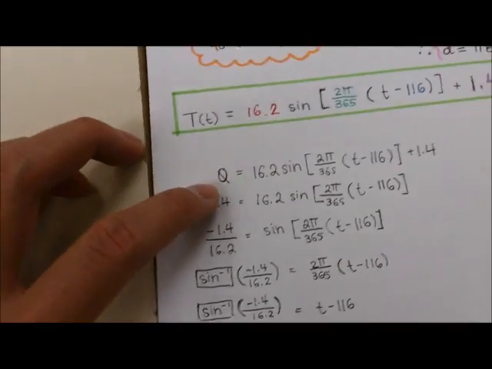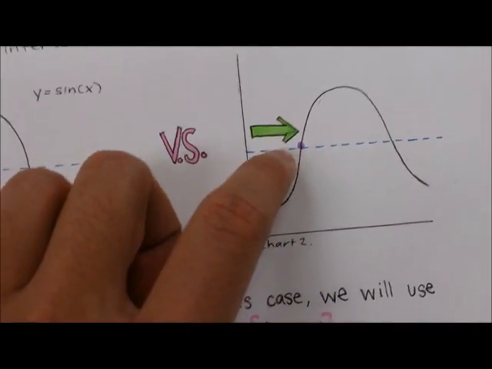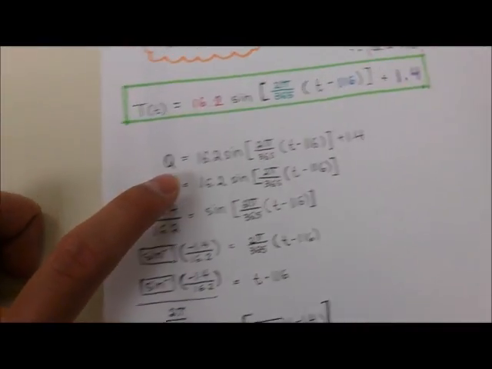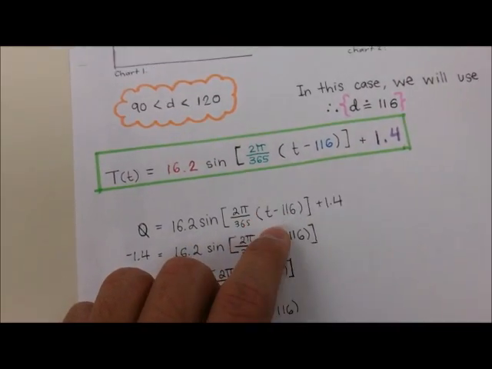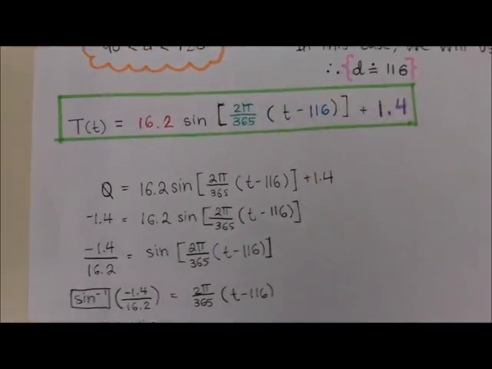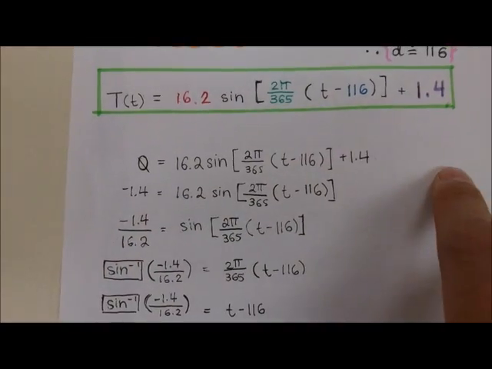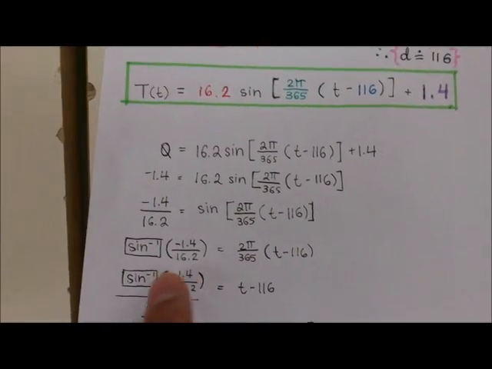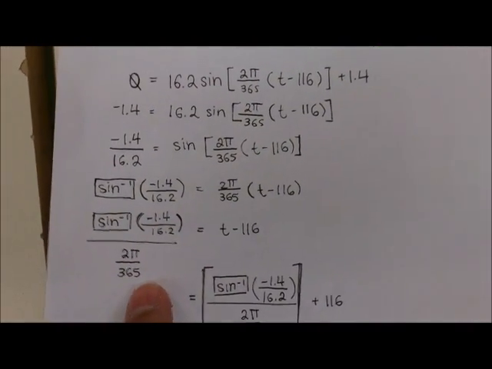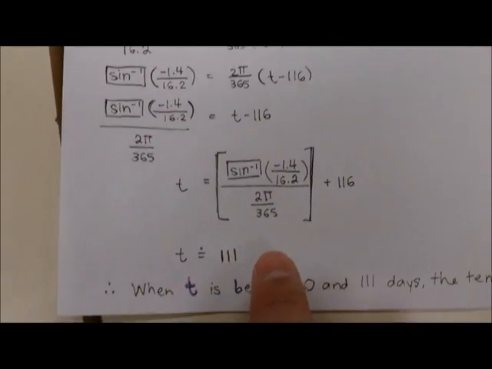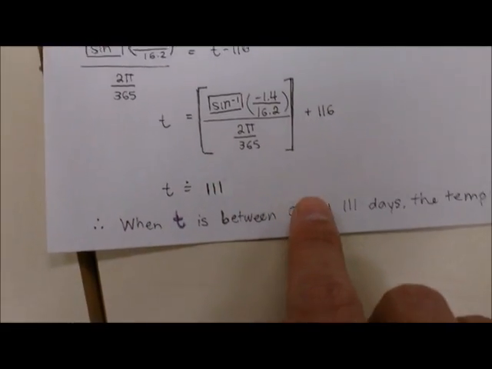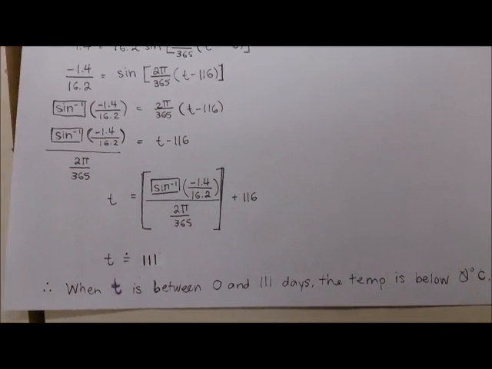To do that, we let T equal 0, which is temperature, because we know that temperature is at 0 when the sine function intersects the horizontal axis. So we let temperature equal 0, and we solve for our t value, which is time, measured in days. We solve for the t value by bringing positive 1.4 over to the other side, dividing by 16.2, taking the inverse of the sine function, and dividing by 2 pi over 365, and that will give us a value of approximately 111. Therefore, when t is between 0 and 111 days, the temperature is below 0 degrees.